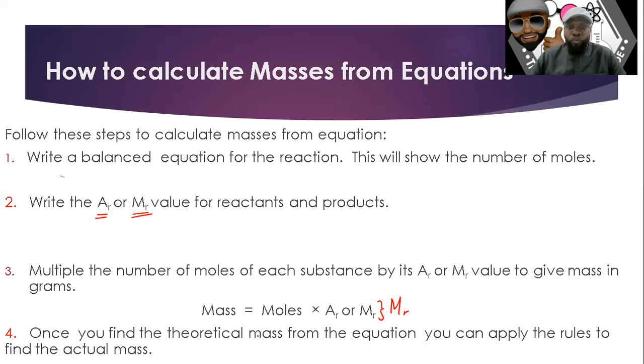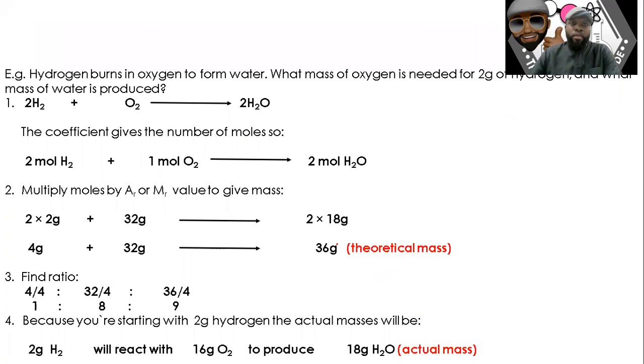Once you find the theoretical mass, that is the maximum mass that you can potentially produce from the equation, you can go ahead to calculate the actual mass from the amount of the reactant that has been given. Now let's look at a practical example of this.